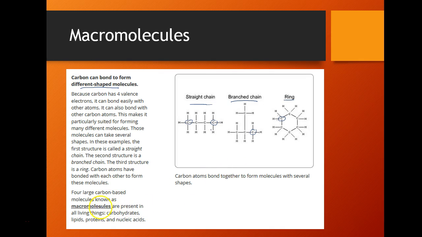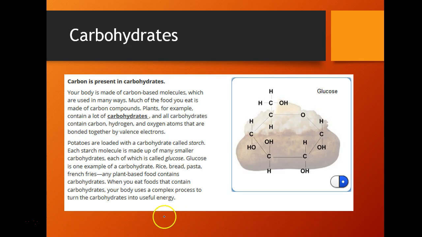4 large carbon-based molecules, which are known as macromolecules, are present in all living things. Those 4 that we're going to be talking about are carbohydrates, lipids, proteins, and nucleic acids. First let's talk about carbohydrates. Some examples of them would be plants. All carbohydrates contain carbon, hydrogen, and oxygen atoms that are bonded together by valence electrons.